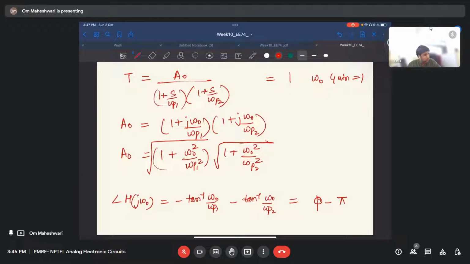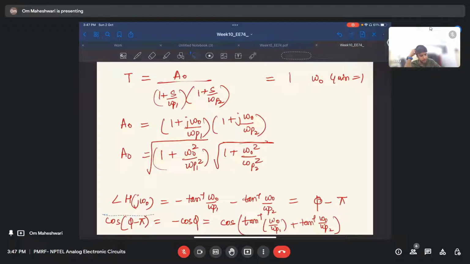Okay, so this is the phase. If we take cos of this term, cos of pi minus phi equals minus cos phi, which equals cos of tan inverse omega naught by omega p1 plus tan inverse omega naught by omega p2. All this. Okay, so let me copy it to the next page.